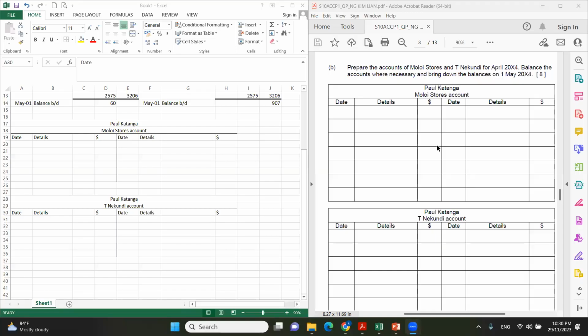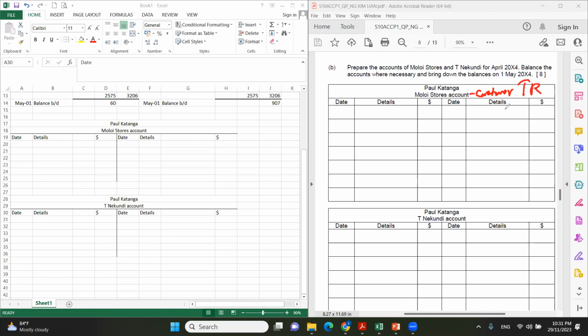Now we continue with the next section. The question is asking, prepare the Molloy store and the T Nukudin accounts for April 20X4. First of all, you must be very clear in your mind who is doing the recording. Paul is doing the recording. So from Paul's point of view, Molloy is a customer, which means that we are preparing a trade receivable account.